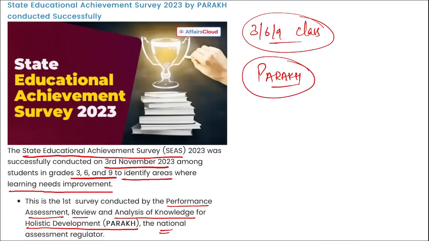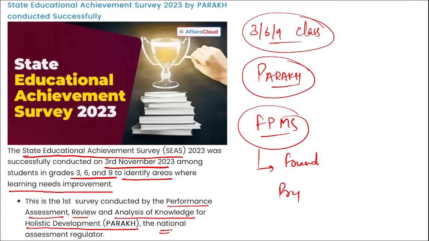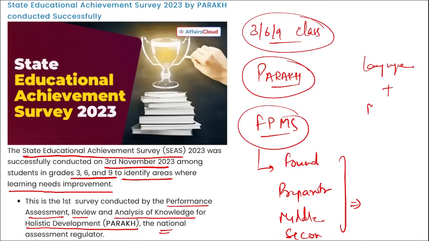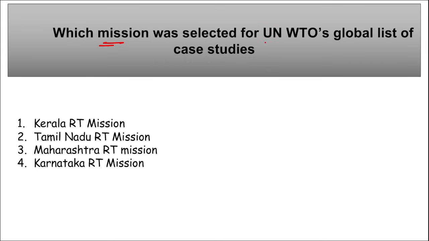Then next thing, remember what was the main objective of this? It was to assess the learning competencies of students at each educational stage, that is your 3rd, 6th and 9th, and also we can say it FPMS. We know this. What is this FPMS? This stands for Foundational stage, Preparatory stage, Middle stage, and last is S for Secondary stage. So these are the 4 stages FPMS that you should definitely know. Correct? The main focus here was on 2 subjects, that is your language and maths, that is mathematics.